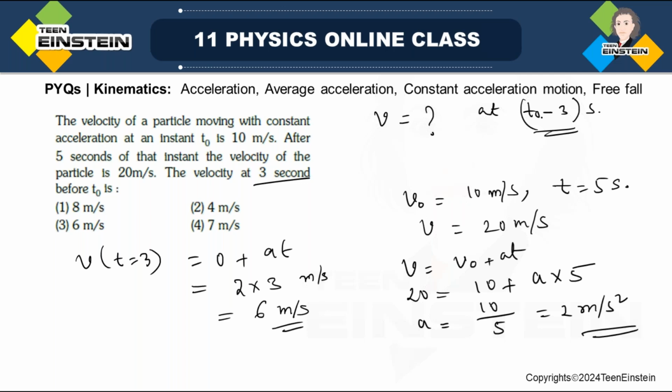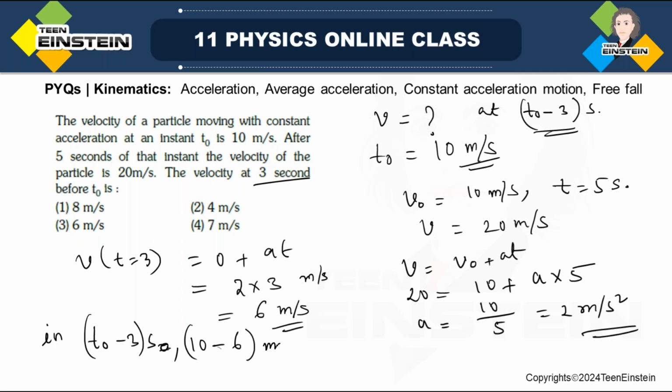Now see, in t0 time it has got velocity 10 meter per second. Then in the 3 seconds before, it can acquire 6 meter per second. So the velocity will be 10 minus this, which is 4 meter per second. Sorry, 4 meter per second. So it is 4 meter per second.